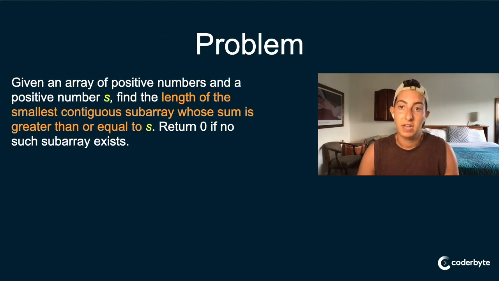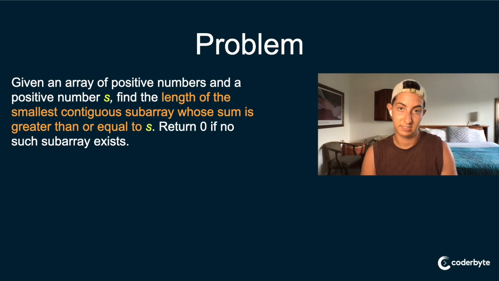Given an array of positive numbers and a positive number s, sum, find the length of the smallest contiguous subarray whose sum is greater than or equal to s. Return 0 if no such subarray exists.